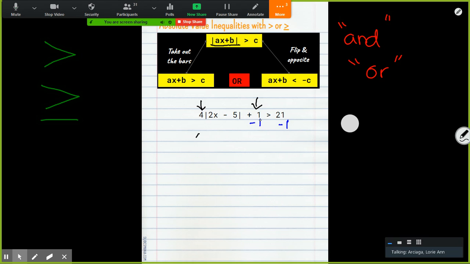We bring down 4 absolute value of 2x minus 5. We cancel these already. That's 0 is greater than 21 minus 1, which is 20.